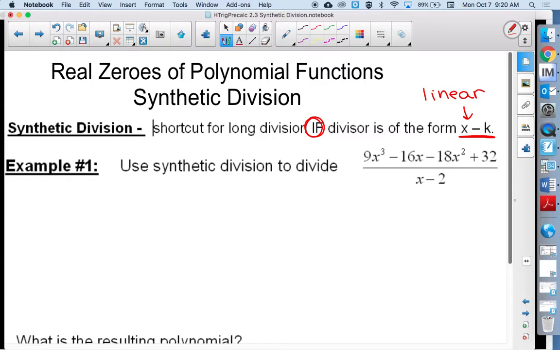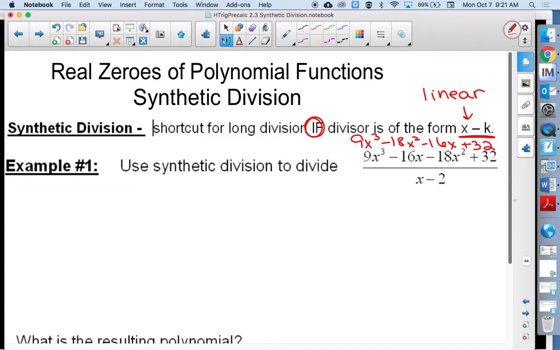Eric? It's not in order. Every polynomial must be in descending order. So I'm just going to rearrange this so that it's in descending order. When you use division, whether it's long division or synthetic division, the polynomial must be in descending order.